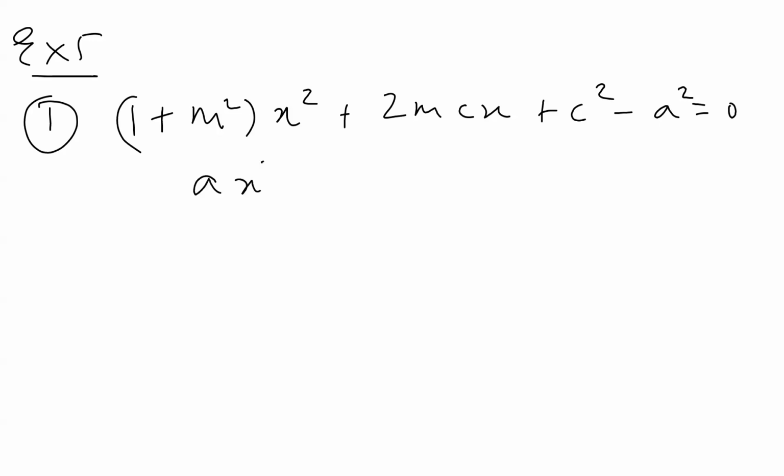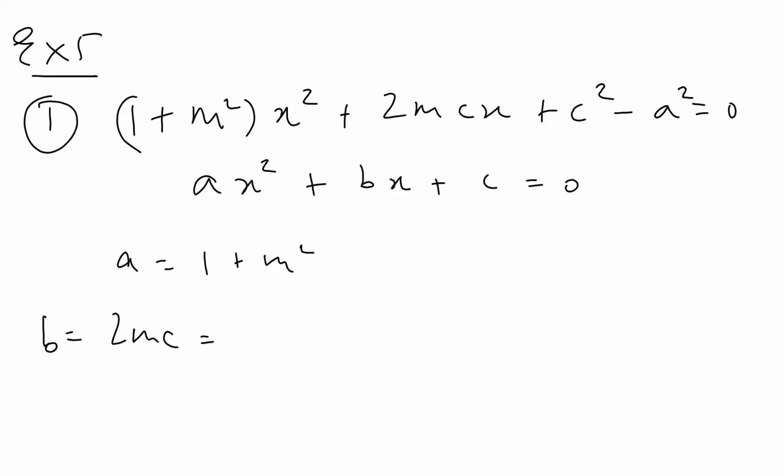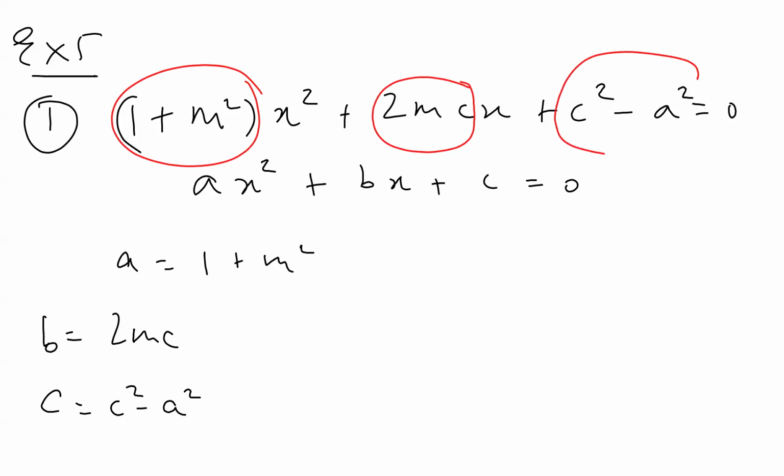So compare this with ax square plus bx plus c equal to 0. So a is 1 plus m square, 2mc is b, which is the coefficient of x, and c is c square minus a square. These are the values of a, b, and c by comparison.